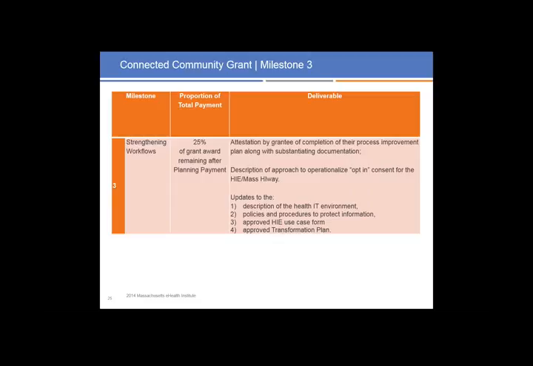And milestone 3 is really focusing on strengthening workflows, again a 25% payment, with an attestation from the grantee of completion of their process improvement plan.